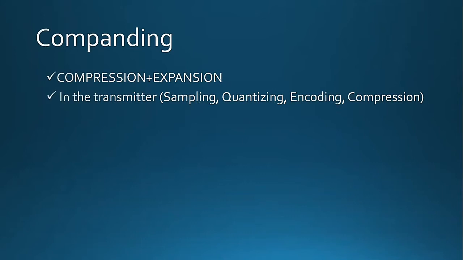Again, for digital companding, we first do the sampling, quantizing, and encoding, because in analog companding, the compression comes first before the sampling. So that is the main difference between digital companding and analog companding at the transmitter side. While on the receiver side, we first do the expansion, then afterwards we decode the data. Then that's the time it is returned to an analog input signal.